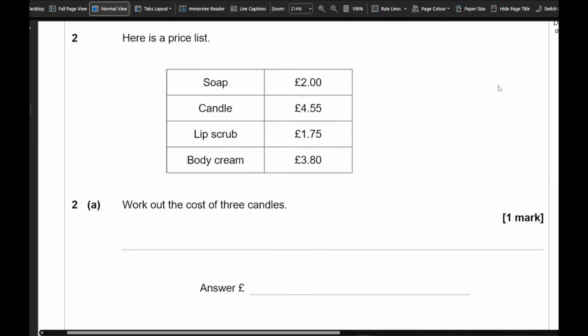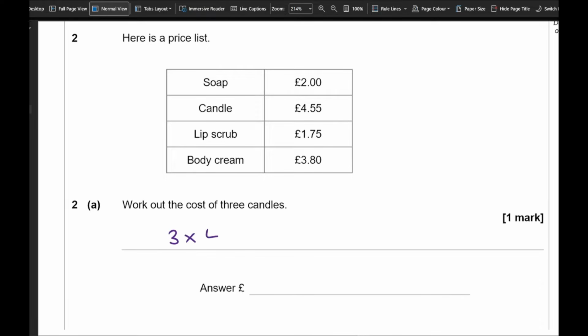Moving on to question 2, it says here is a price list and we've got soap is £2, candle is £4.55, lip scrub is £1.75 and body cream is £3.80. And the question is asking us to work out the cost of 3 candles. So for this we just need to multiply 3 by 4.55, and remembering it's a calculator paper, so we type that into our calculator, in which I get an answer of £13.65.